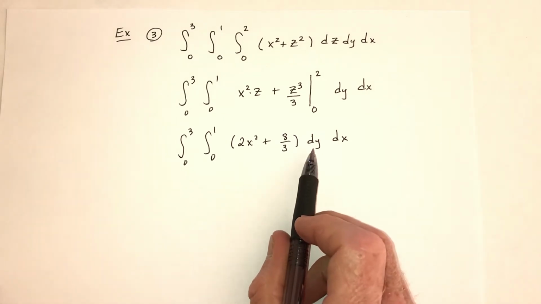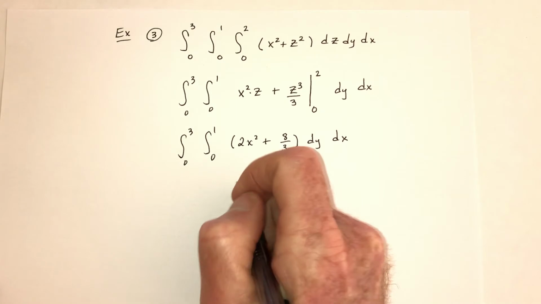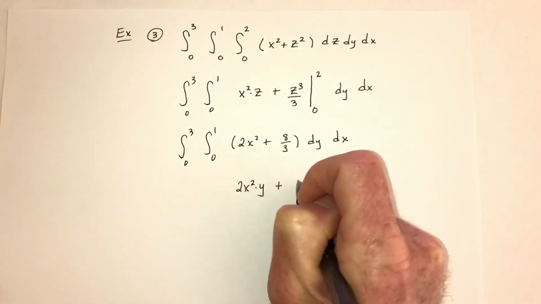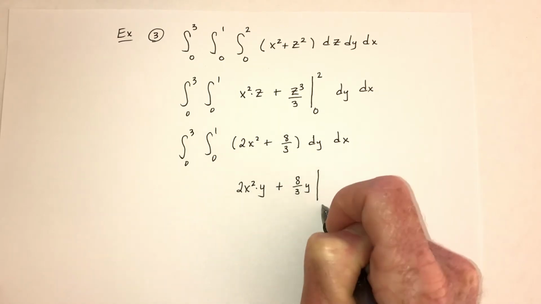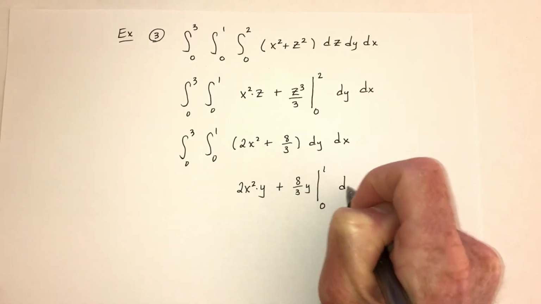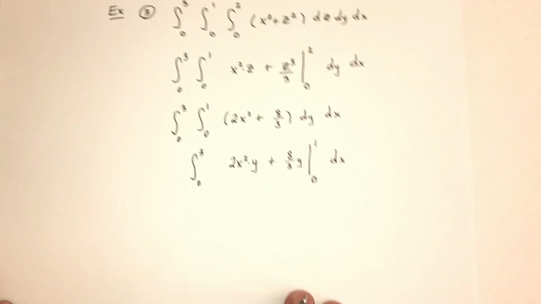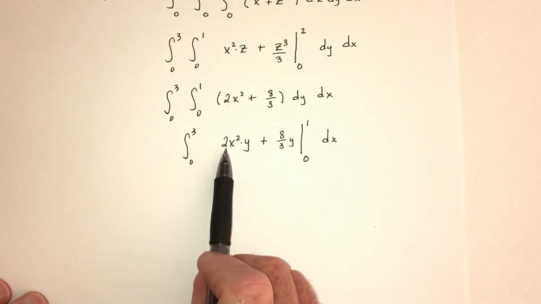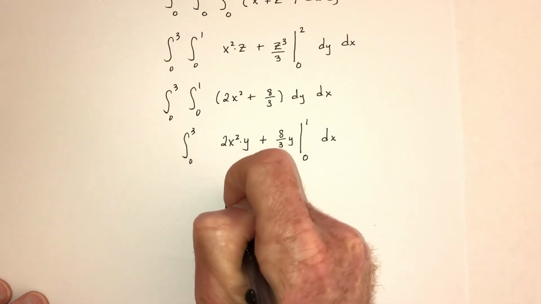So integrating with respect to y means that all of these are constant. So the antiderivative right here will be 2x squared times y plus 8/3 times y. And then that gets evaluated from 0 to 1. So when you substitute a 1 for y, this is just going to be 2x squared, and this will just be 8/3.